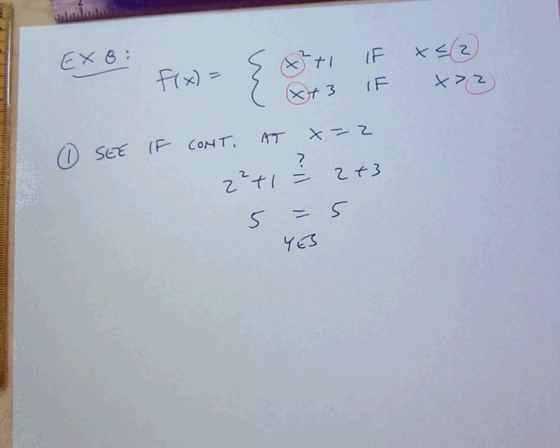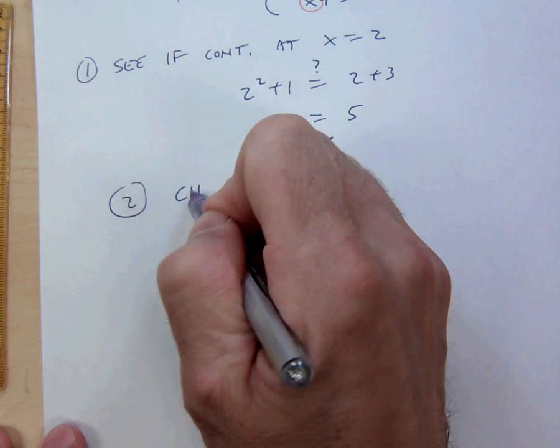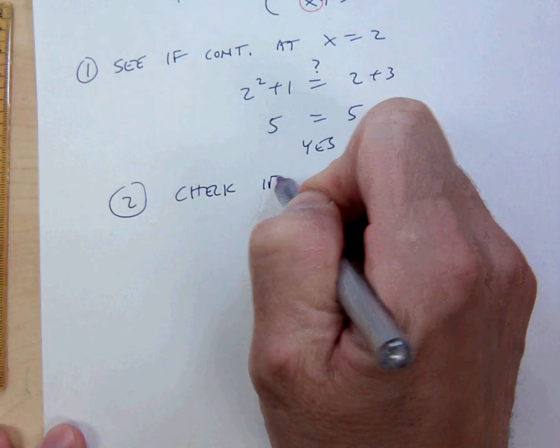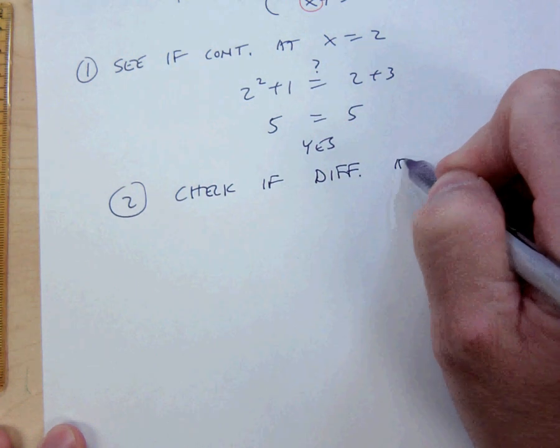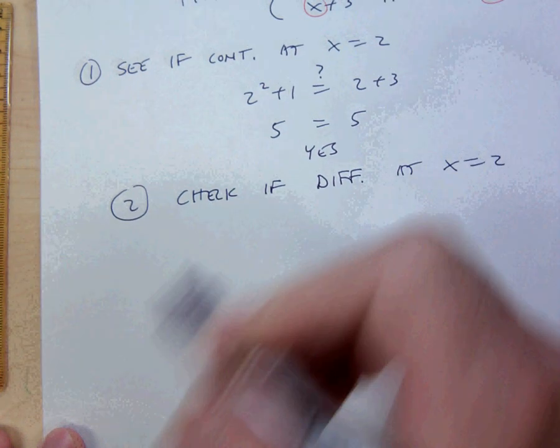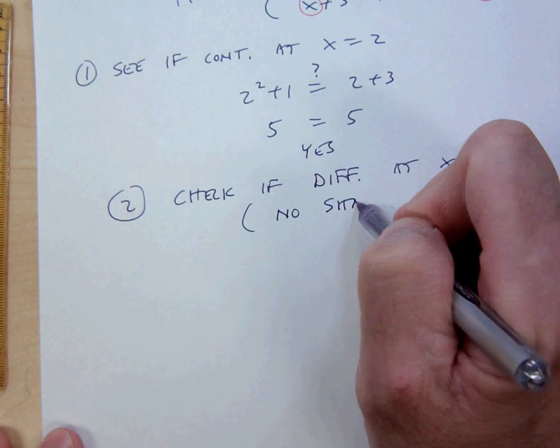So how do I check if it's differentiable or not? Well, this is what's tricky. Now I need to check if it's differentiable at x equals 2. So you can't have a sharp turn. All right?